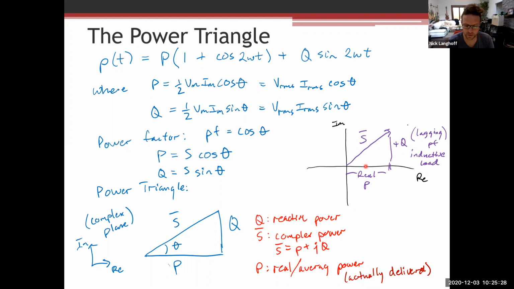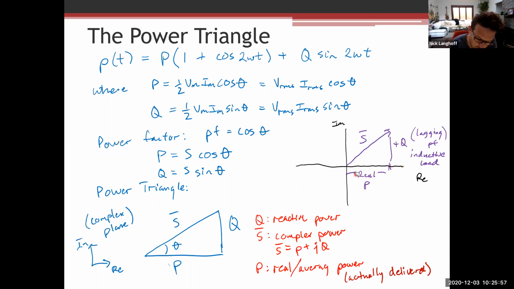Okay, and so this Q, this amount of power here, is in fact how much energy is being exchanged between the power source and the inductive portion of the load. Whereas the real power, the horizontal component here, is the only part that's actually transferring power to the resistive part of the load, which is ultimately at the end of the day, what counts.